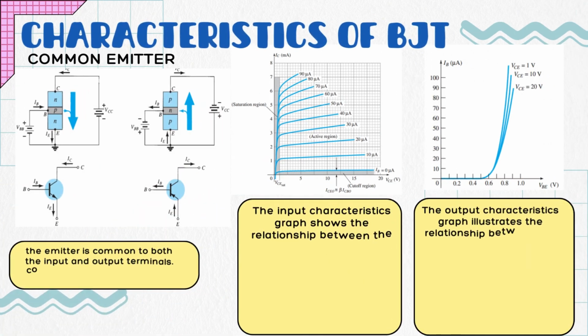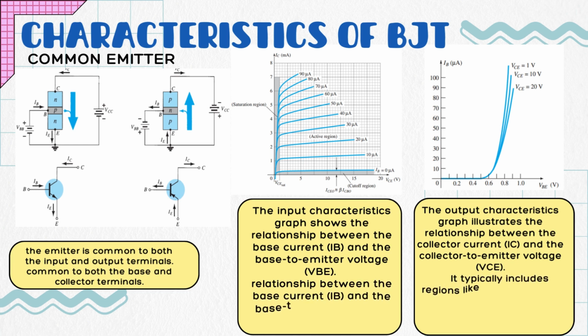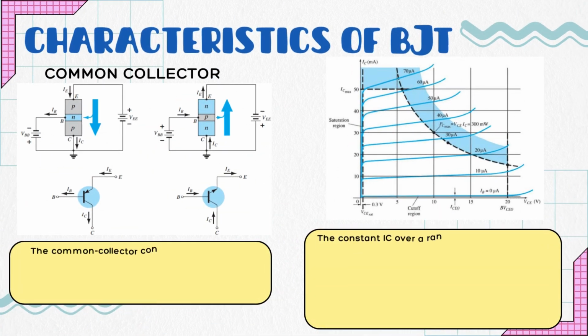The input characteristic shows the relationship between IB and VBE. As VBE increases, IB generally follows, displaying a somewhat linear relationship. And for the output graph, it shows the relationship between IC and VCE. This linearity arises due to the fact that the emitter is directly connected to the ground, providing a straightforward relationship between IE and VE. Lastly, the common collector.